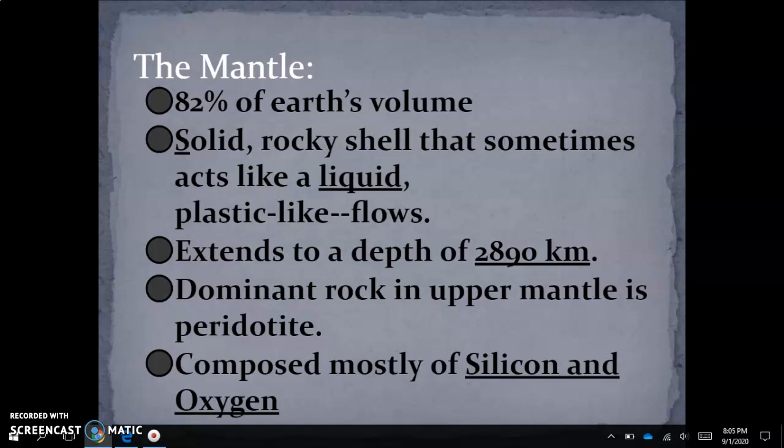The mantle extends to a depth of 2,890 kilometers. That's a long way down. And the dominant rock in the upper mantle is peridotite and is composed mostly of silicon and oxygen, and those are 2 elements on our periodic table.